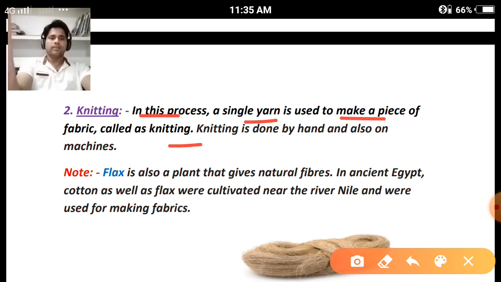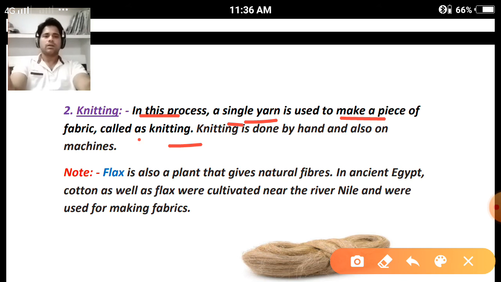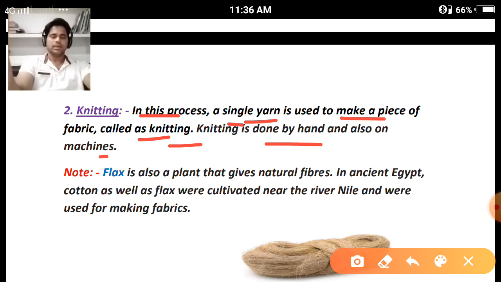So what is the difference between knitting and weaving? In weaving, we are joining two yarns together, so this is called the weaving process. And when we talk about knitting, in this process a single yarn is used to make a piece of fabric like sweaters and shawls. This process is known as knitting. Knitting is done by hand and also on machines, similar to weaving. So this was about the methods of preparing fabric from yarn. Clear? So this was about cotton and jute fibers and their methods.